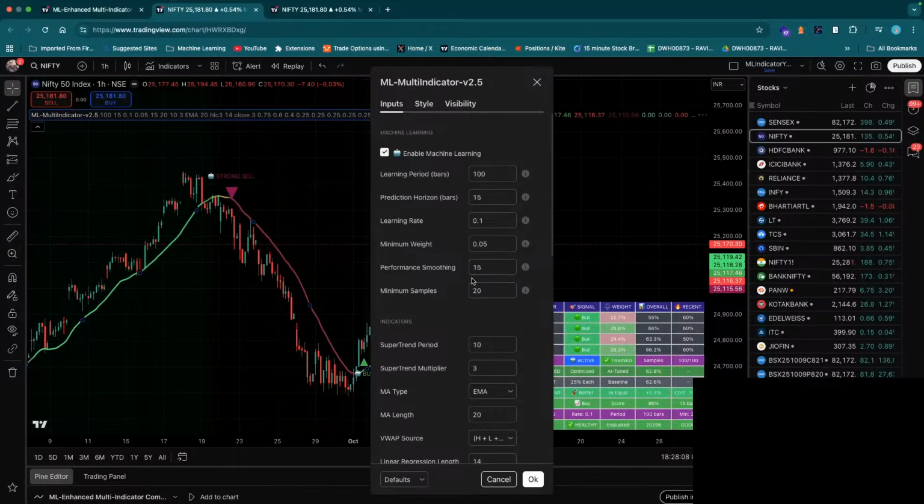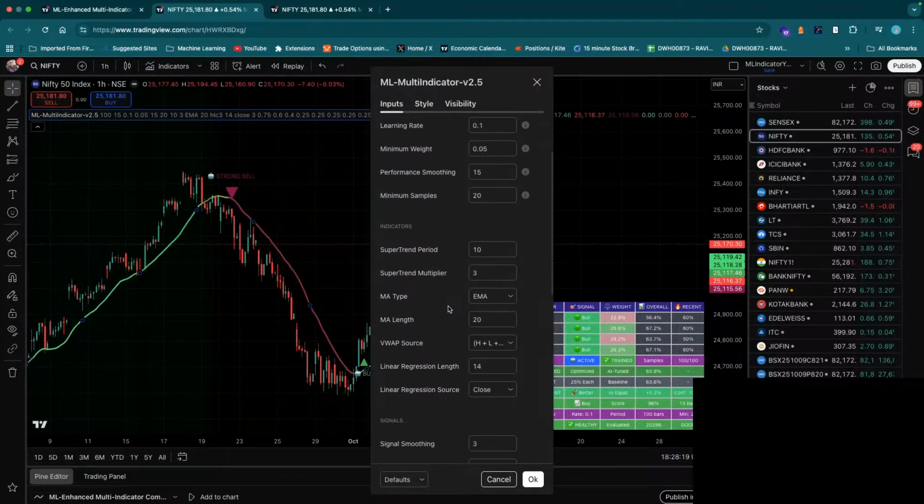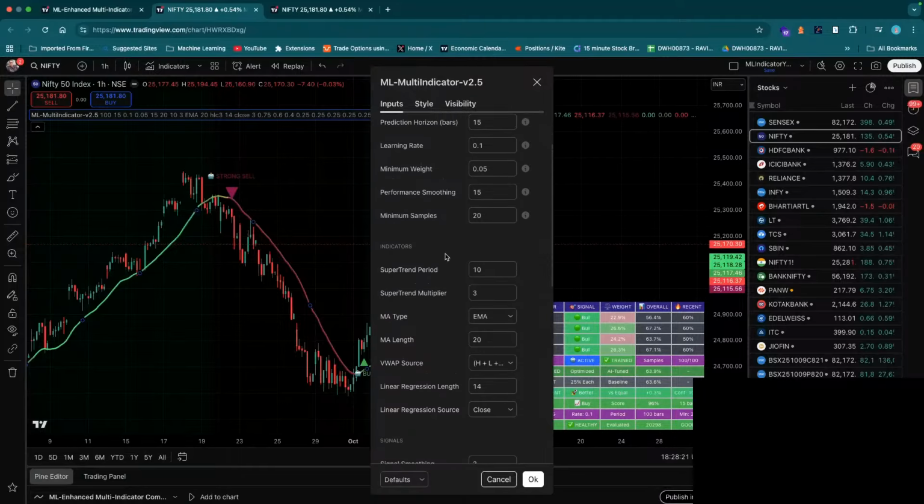As you can see, for any change that you make, it actually works on the back end, so that's the reason it takes some time. Do not change these things in the live market as much as possible. Keep them ready and then start using them. I think that's all for performance smoothing.